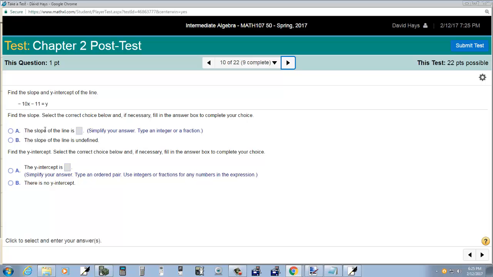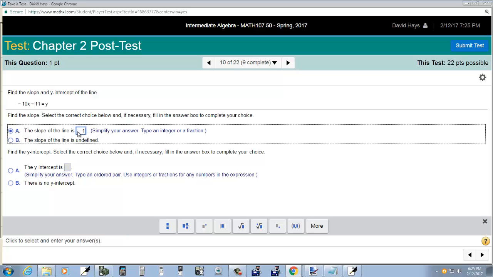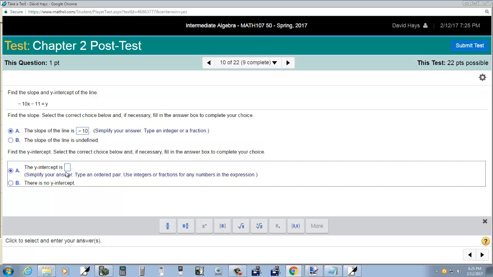Okay, slope of the line is -10. The y-intercept. Simplify your answer, type an ordered pair, use integers and fractions. Okay. So this would be 0, -11.